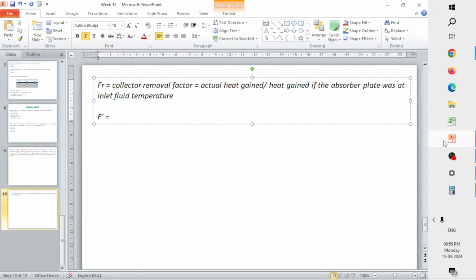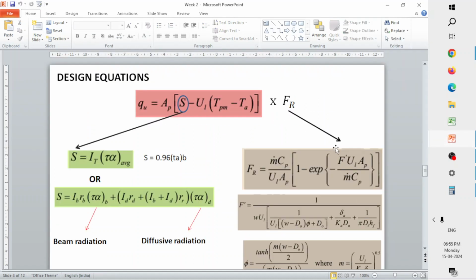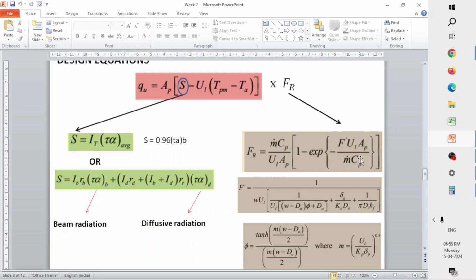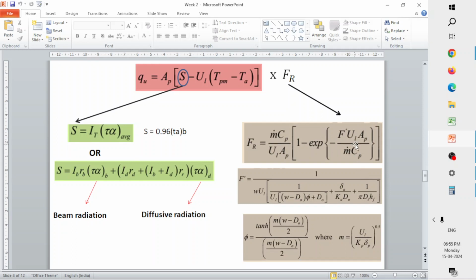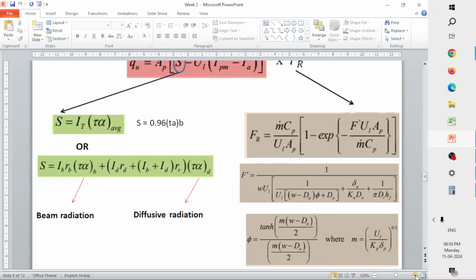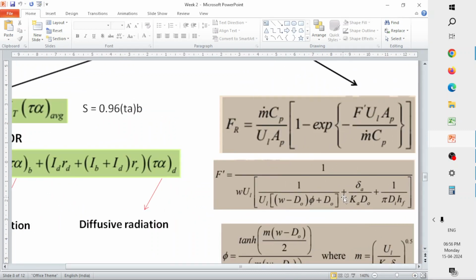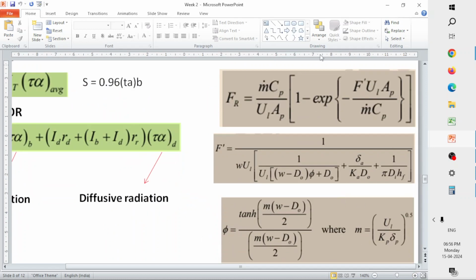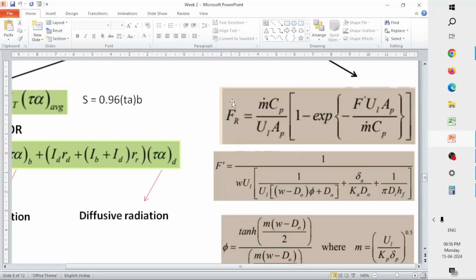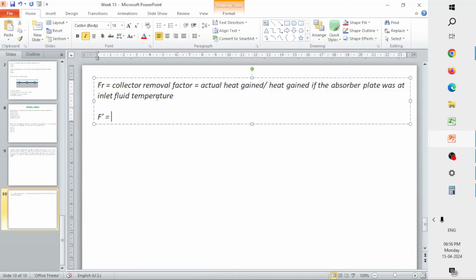So here, if you see, we have expressed Fr in terms of F dash, that is your collector efficiency factor, and F dash is dependent upon a term called phi, which is called the plate effectiveness. These three equations are very complicated, but your Fr, the heat removal or collector removal factor, depends upon F dash, and that value of F dash, the collector efficiency factor, depends upon phi. Phi is nothing but the plate effectiveness.